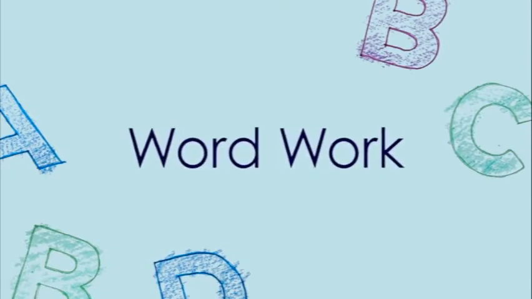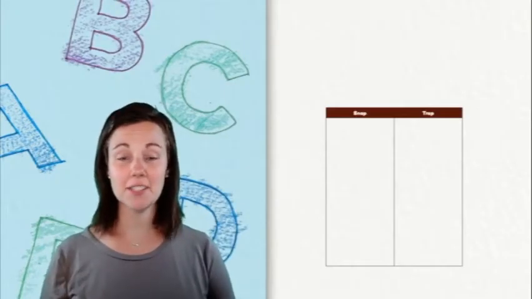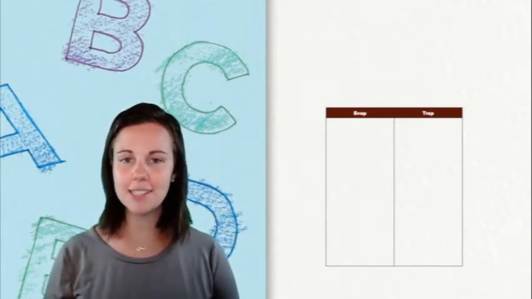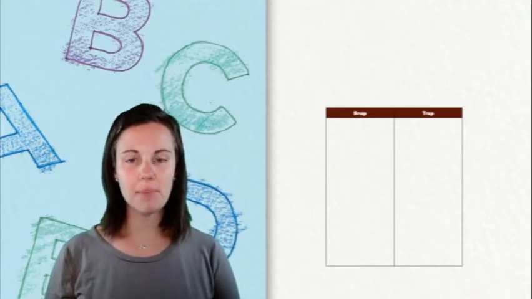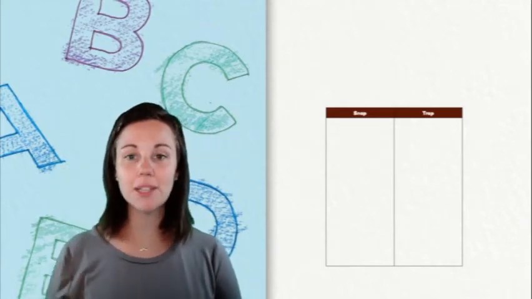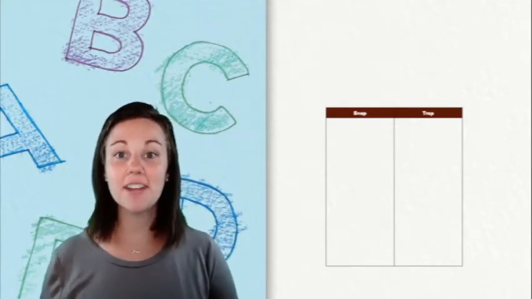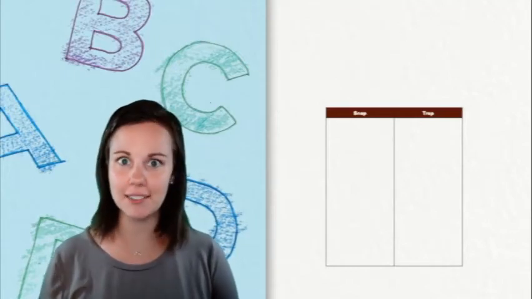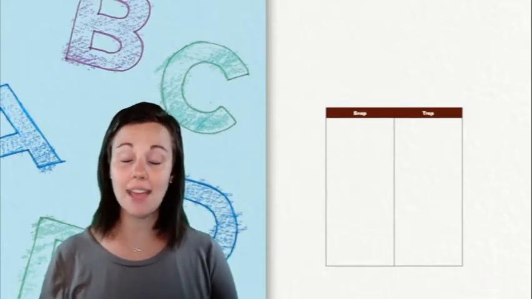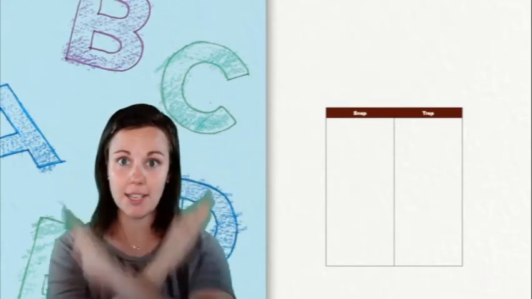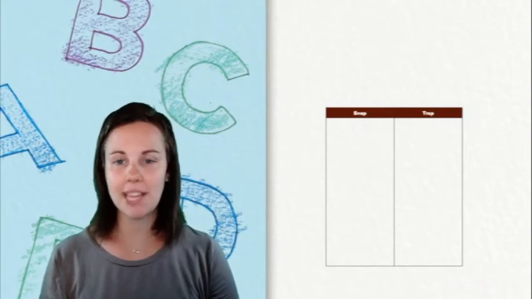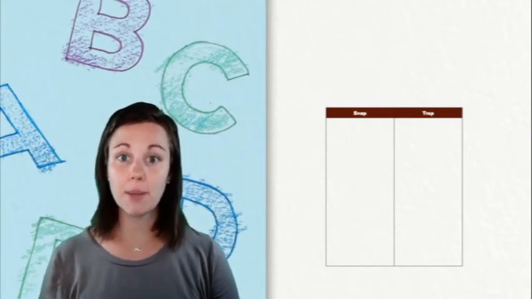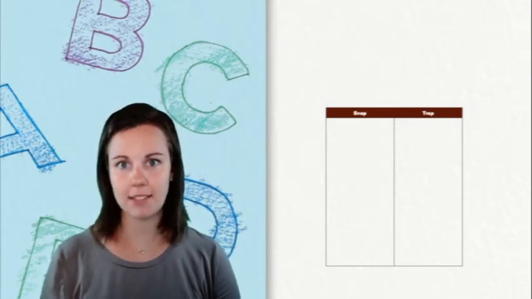Word work! Let's take a look at our snap and trap chart so that we can sort our words. I know this is familiar to you. Remember that snap words are words that play fair. They're using the spelling patterns that we've learned about and we'd expect to see in the spelling of a word. And then we have our trap words. Those words do not play fair. There's usually something tricky about them, or they use a pattern that we would not expect.